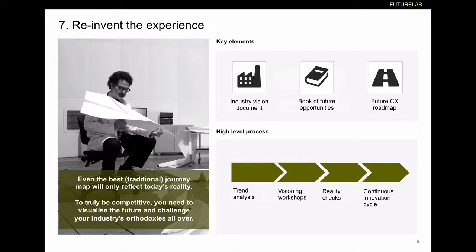So the book of future opportunities describes what customer experiences and customer journeys could exist 5 years from now, 10 years from now, so that it becomes an inspiration to the business. Parts of that future customer experience and journey can be translated into the third element, which is a roadmap, a step-by-step approach which describes how the business is going to get there. For instance, I talked about 3D printing earlier.